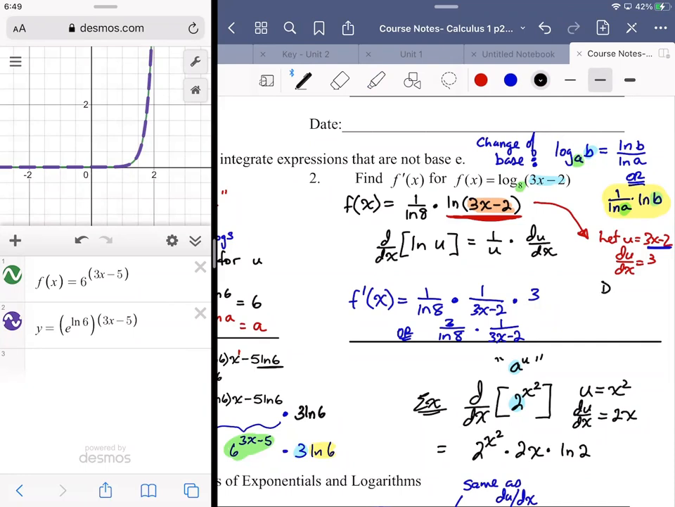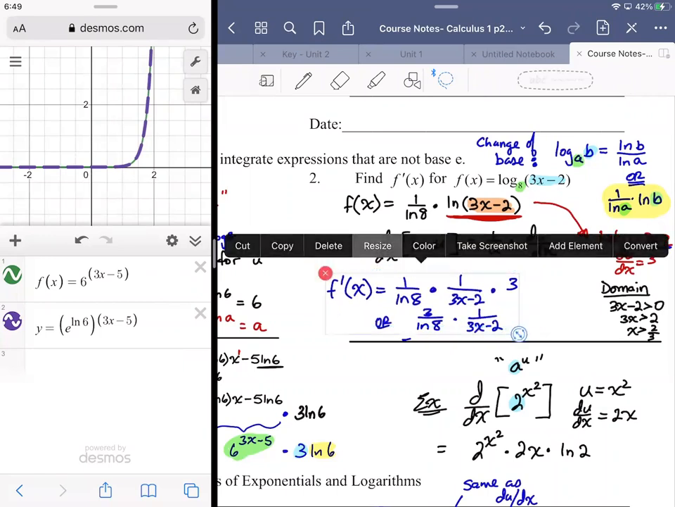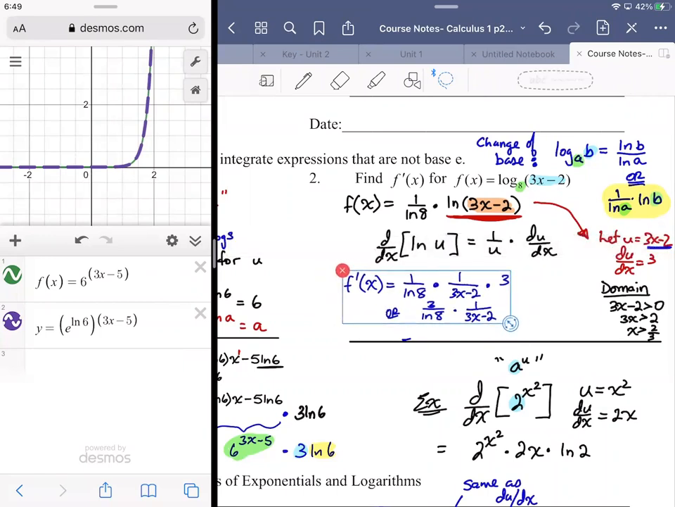So for the domain, I would have to say 3x minus 2 is greater than 0 and solve. Add 2 to both sides. So 3x has to be greater than 2, meaning x has to be greater than 2/3. So my domain here is not as simple as saying x is going to be bigger than 0. I'd have to say x has to be bigger than specifically 2/3.